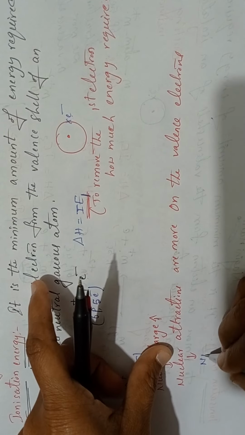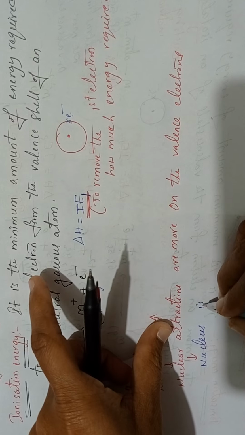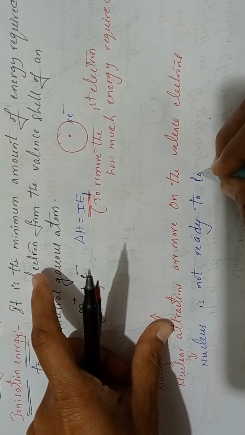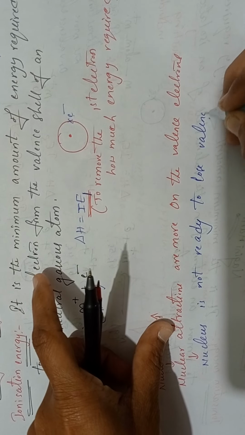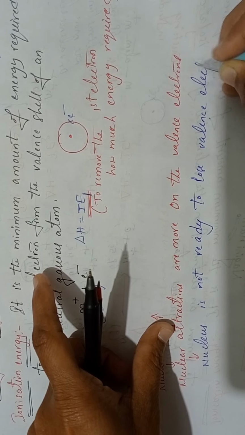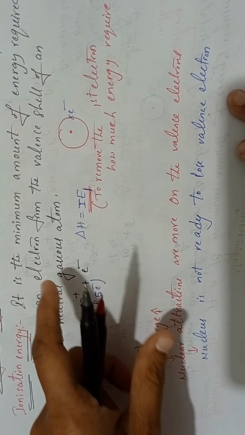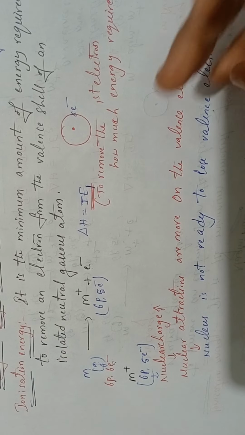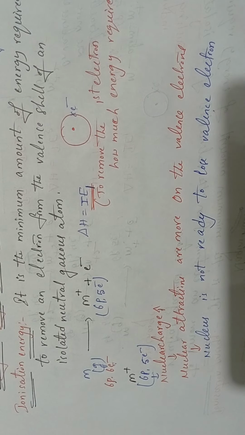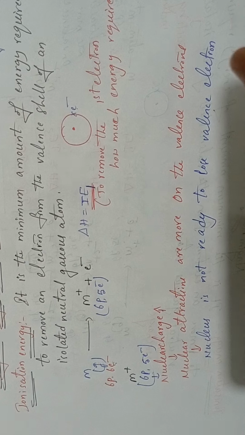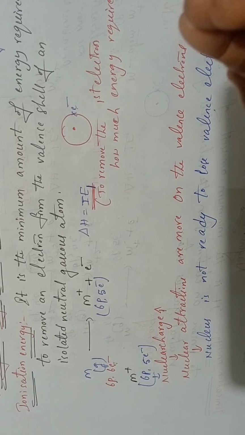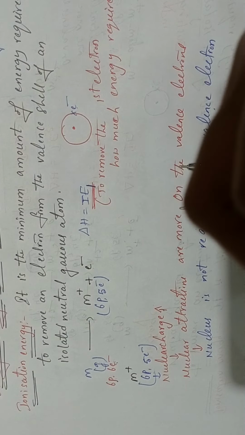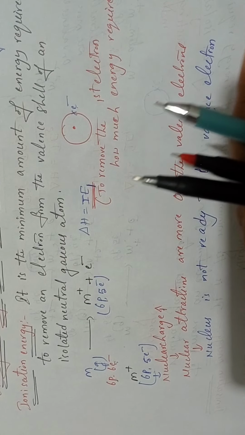The nucleus is not ready to lose the valence electron. So that's why in this case we have to supply more energy to remove the valence electron. That means we have to supply more energy than the nuclear attractions. Then only the electron will come completely outside from the nuclear attractions, from the valence shell.